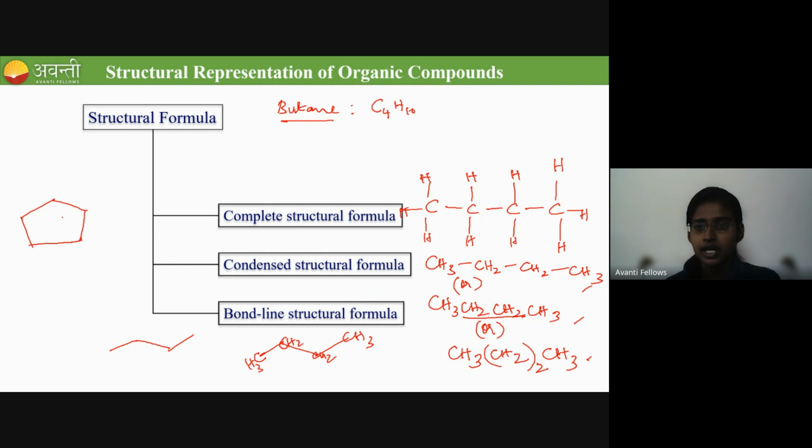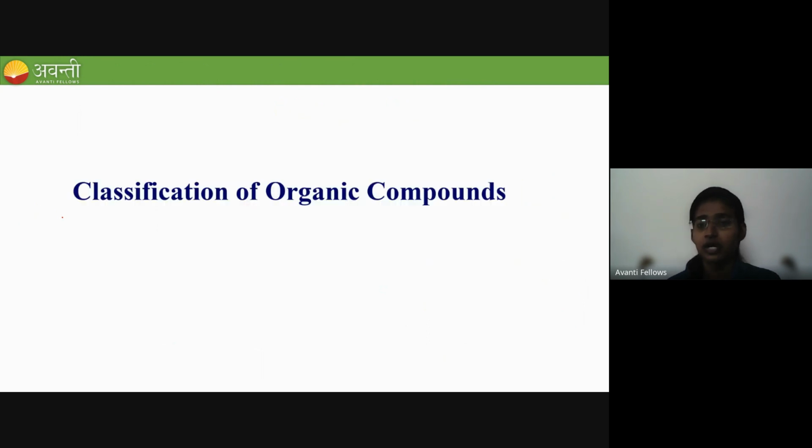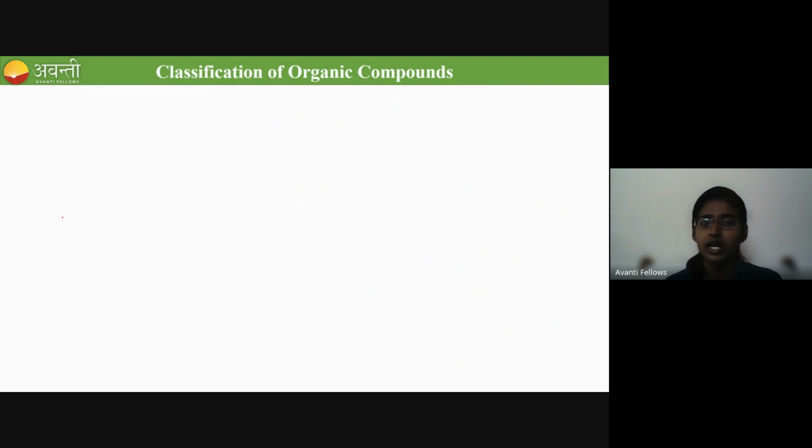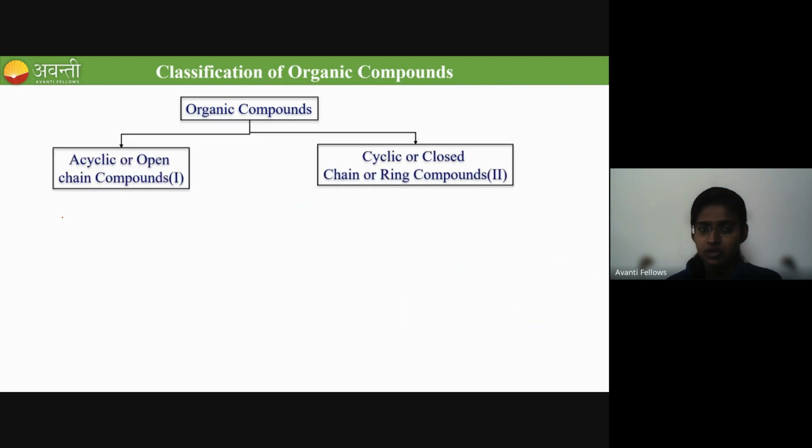Then moving on to the next topic, that is classification of organic compounds. Organic compounds are classified into 2, right? One is acyclic compounds and the other is cyclic compounds. Acyclic compounds are otherwise called open chain compounds. Cyclic compounds are called closed chain compounds. What is meant by open chain compounds? All the methane, ethane, propane, butane, anything. All the straight chain compounds and branched chain compounds are called open chain compounds. Butane is an open chain compound.